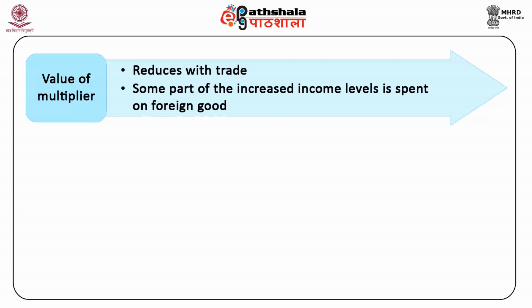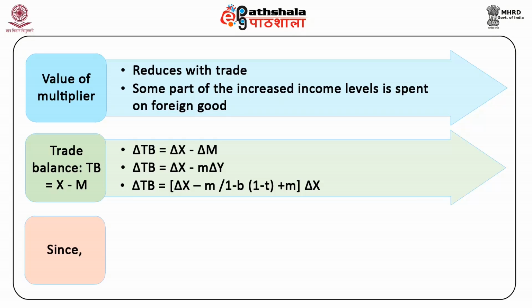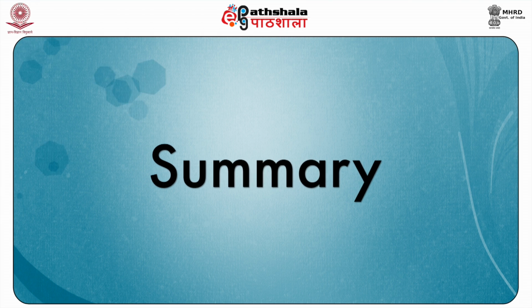This is because some part of the increased income levels is spent on foreign goods and hence withdrawn from the circular flow domestically. Trade balance is the value of exports minus value of imports. That is, TB is equal to X minus M, or change in TB is equal to change in X minus change in M, or change in TB is equal to change in X minus M into change in Y, or change in TB is equal to change in X minus M by (1 minus B into 1 minus T plus M) into change in X. Since M by (1 minus B into 1 minus T plus M) is a fraction, trade balance improves with increase in exports. We shall now summarize what we have learned.